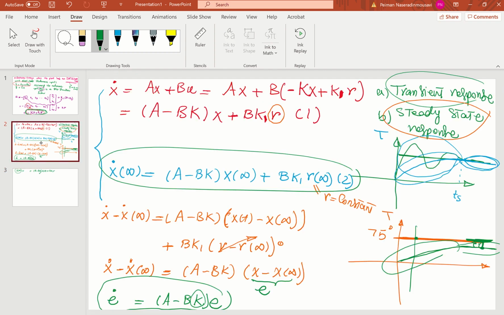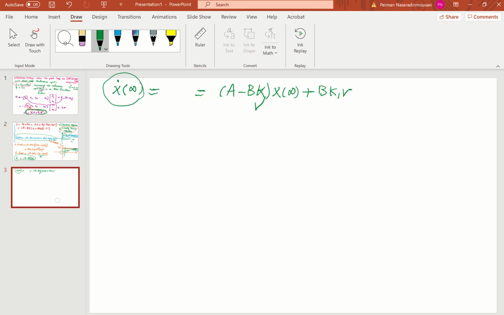Now you let me know, what is x dot at time infinity? Here we go, look at it. Do you see any change? No. So x dot is how much? 0. So from here you can understand that the steady state value of x is minus (A minus BK) inverse, multiplying both sides, times BK1R.